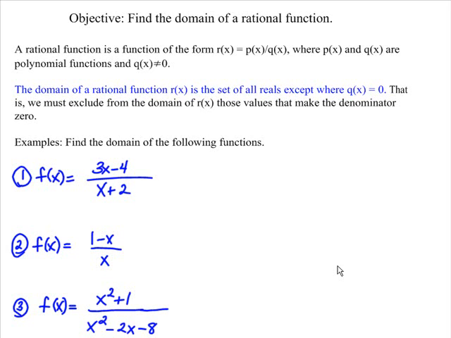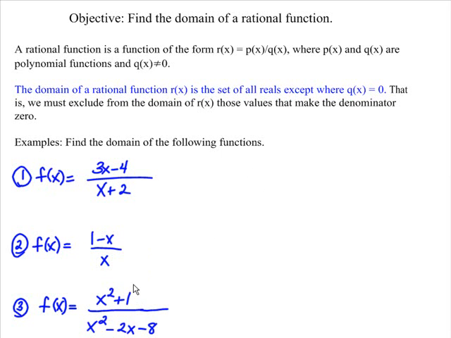So that tells us that the domain of a rational function r of x is the set of all real numbers except those values that make q of x equal 0, or we could say except for the zeros of q of x, to use the terminology from polynomial functions. So we must exclude from the domain of r of x those values that make the denominator 0.